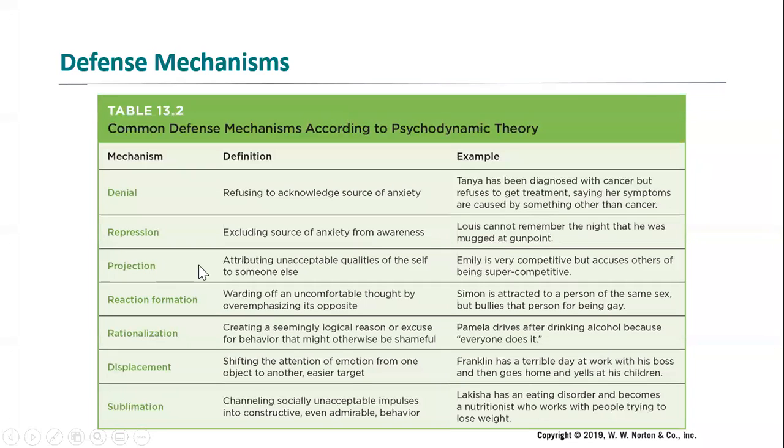Projection is attributing unacceptable qualities of the self onto somebody else. So we take those feelings that we are feeling inside and put them onto somebody else. Let's say I didn't get along with my dad because I thought he was a very angry man. I would say, but actually he's not an angry person, I'm an angry person. That would be an example of projection.